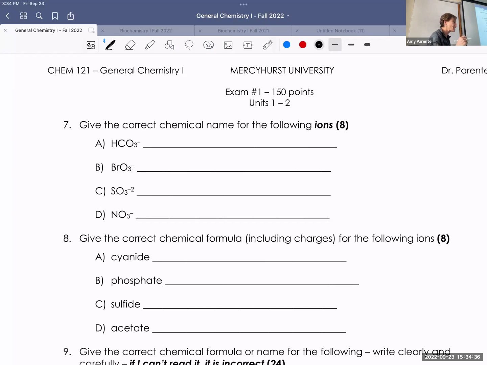Okay, so let's go through these. I'm going to go through them kind of quickly so that we can get through them and then kind of move on to some other stuff. So we've got a bunch of polyatomic ions here that we have to give names of. So this is bicarbonate.